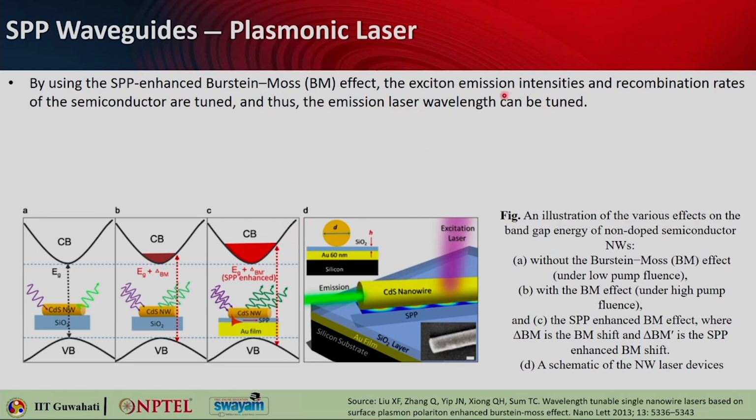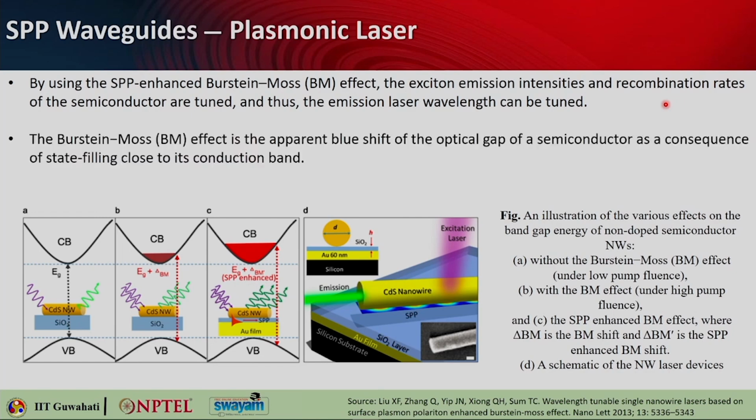So the excitation, emission intensities and recombination rates of the semiconductor can be tuned, and thus the emission laser wavelength can also be tuned. This particular effect is the apparent blue shift of the optical gap of a semiconductor, and it comes from the state filling close to the conduction band. The states close to the conduction band valley are already filled up, and that is why you have to move to the upper energy levels, and that gives you that particular tuning.